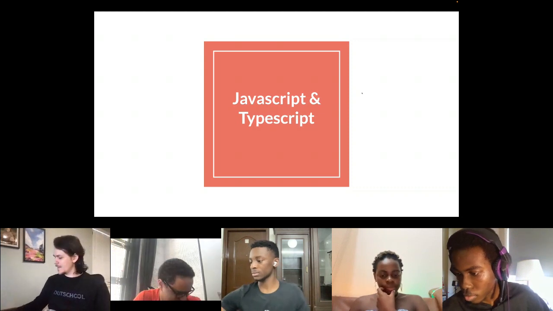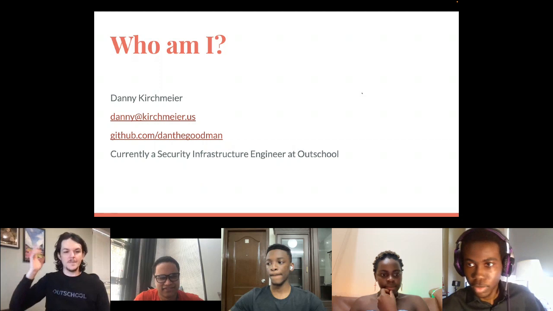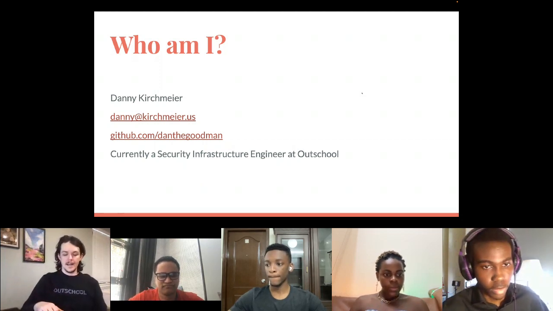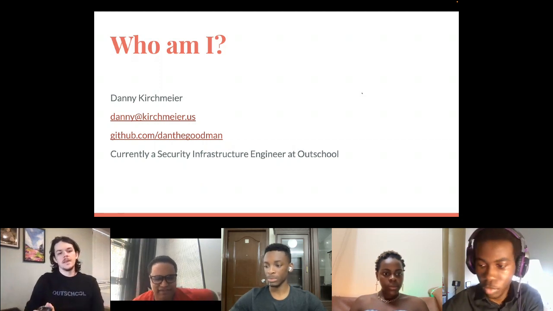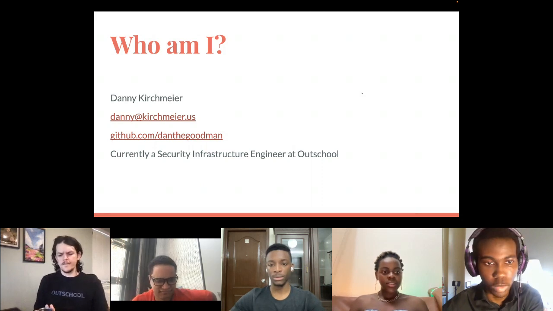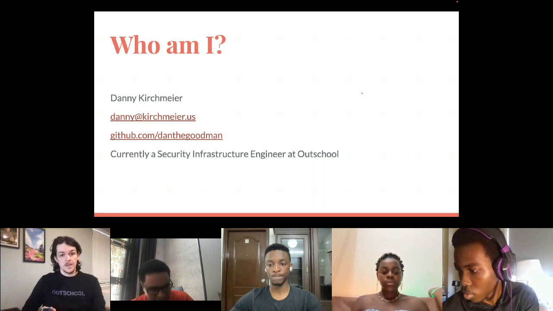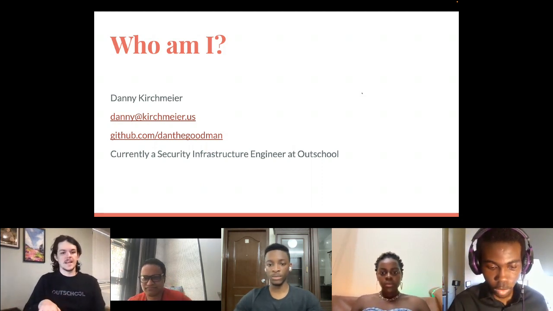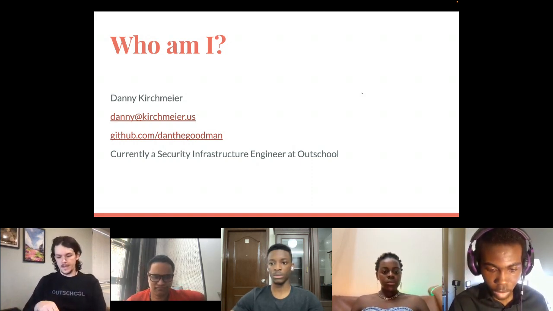Okay. So who am I? I'm Danny Kirchmeier. You can reach me here, my email. You can find me on GitHub, and I'm currently a software engineer at School. I've been an engineer for 12 years now. Started off as an intern doing some product development work, and got to build some cool and exciting web apps using JavaScript and Java.